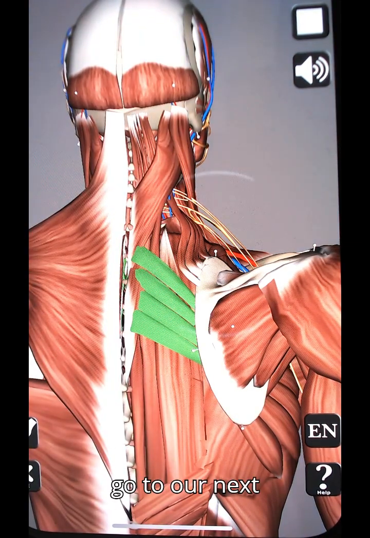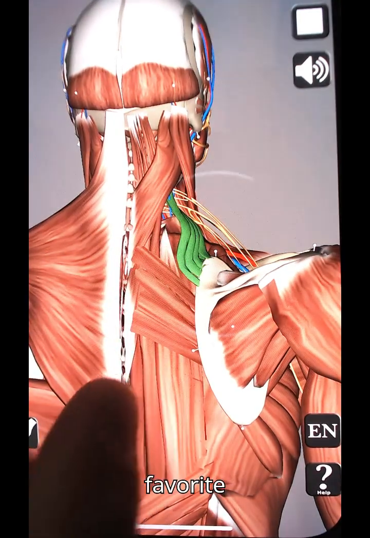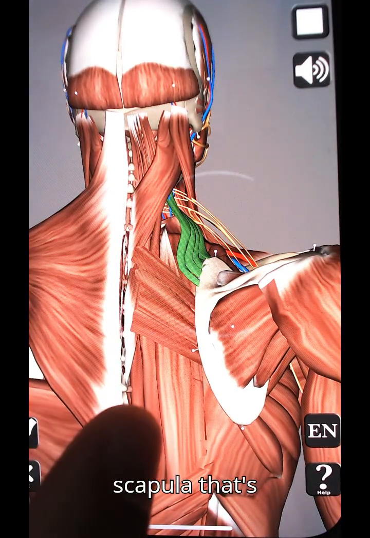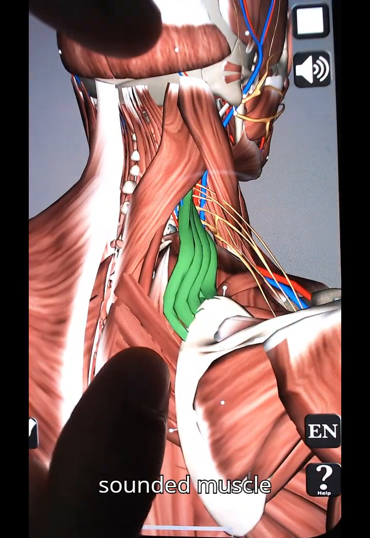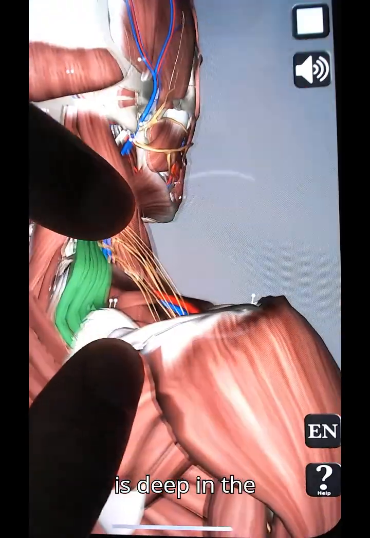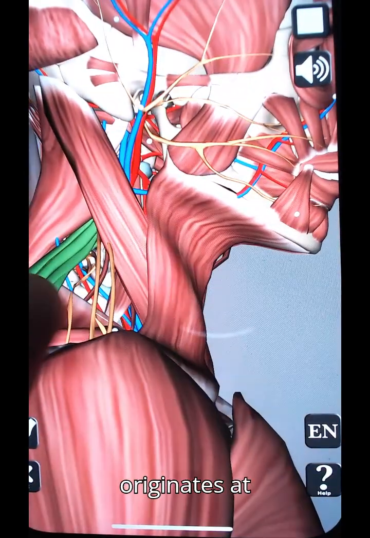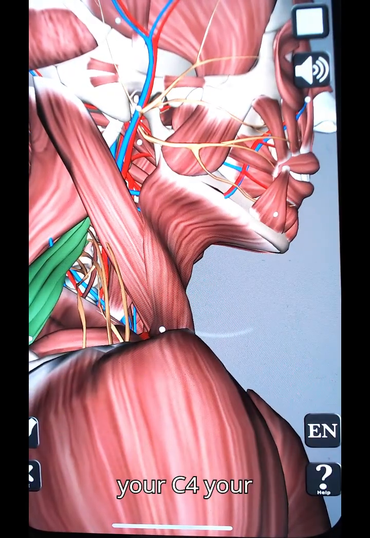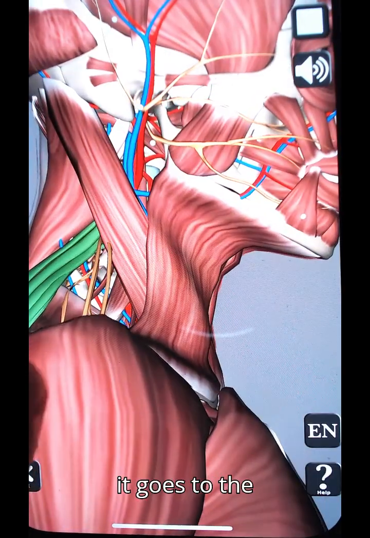We're going to go to our next muscle, another favorite muscle, the levator scapula. That's right, the levator scapula. This Hogwarts-sounding muscle is deep in the neck here. It originates at your C1 to C4, and it goes to the top of your scapula.